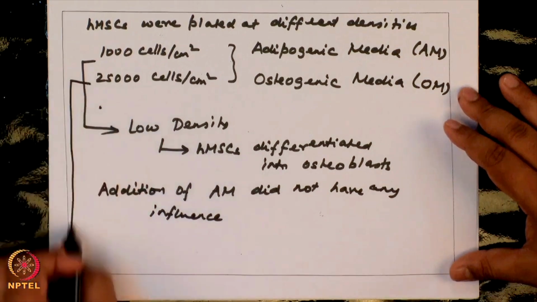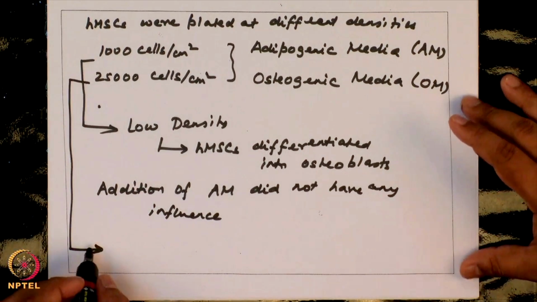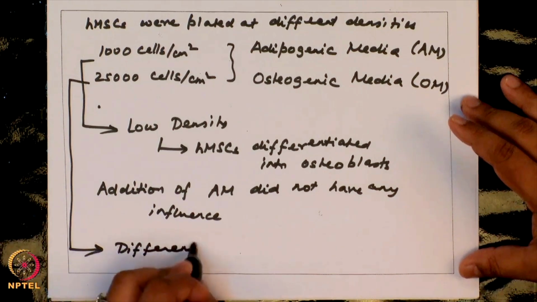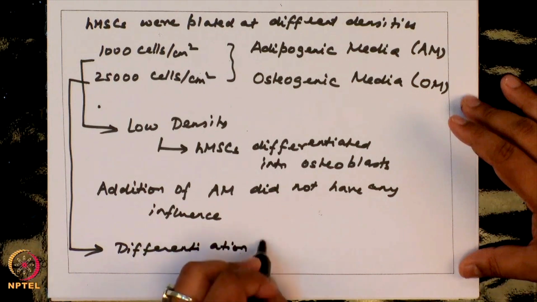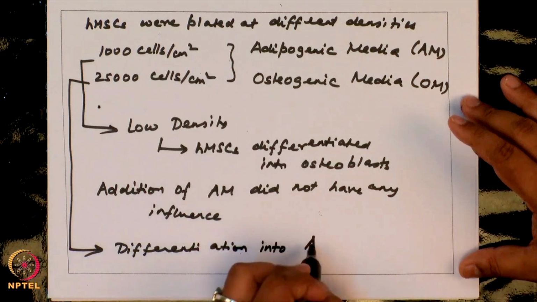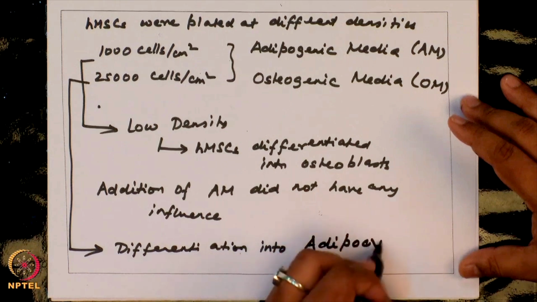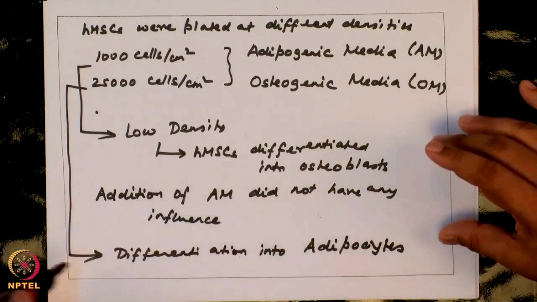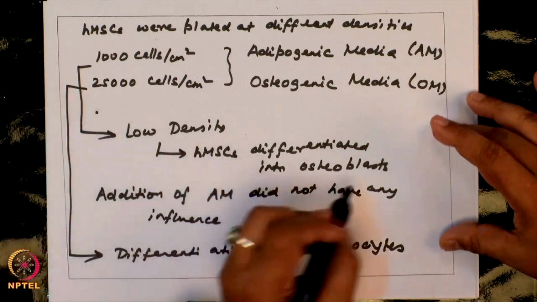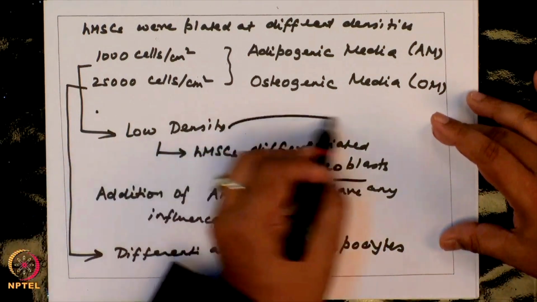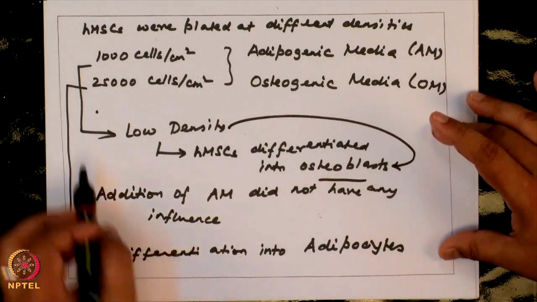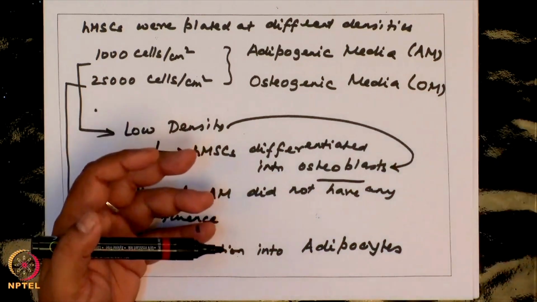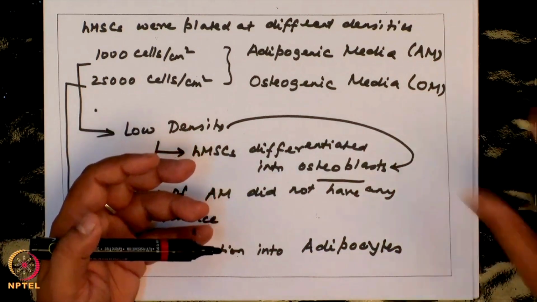In contrast, at the cell seeding density of 25,000 per centimeter square, you had differentiation into adipocytes. So, as a function of time, at low density you get osteoblasts. Low density leads to osteoblasts, high density leads to adipocytes. This again demonstrates that cell plating density influences MSC fate.